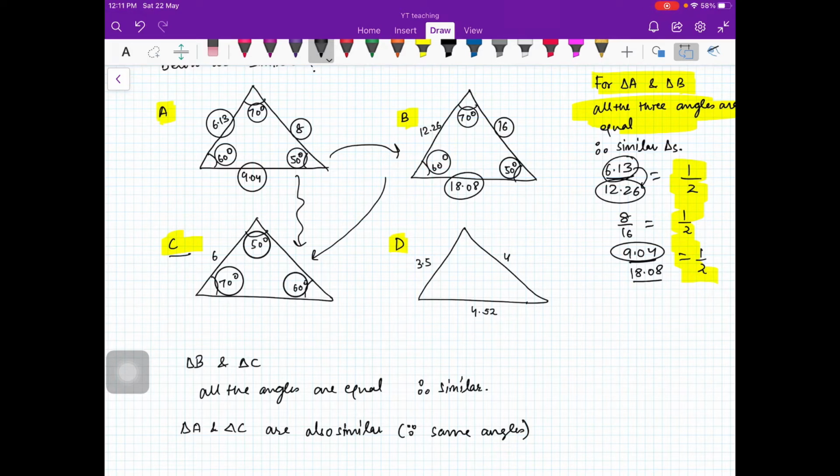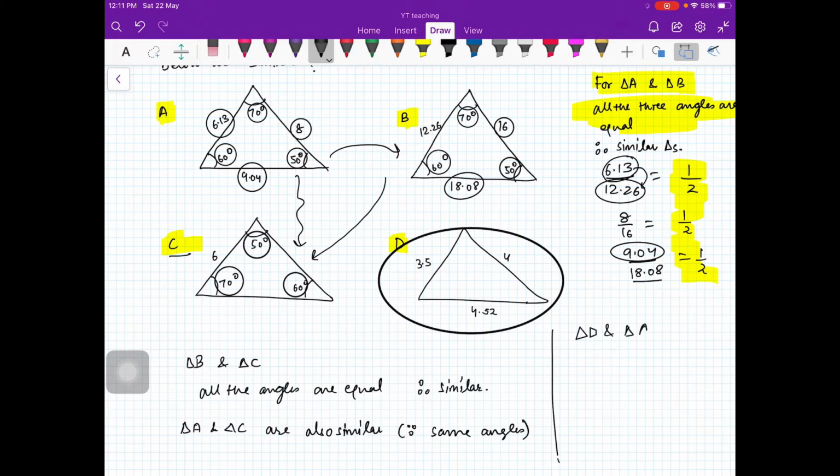Now look at triangle D. Can you tell me what we can say about triangle D? Anybody? Here we are given information only about the sides. So let us compare it with triangle A. Triangle D and triangle A, you compare it.